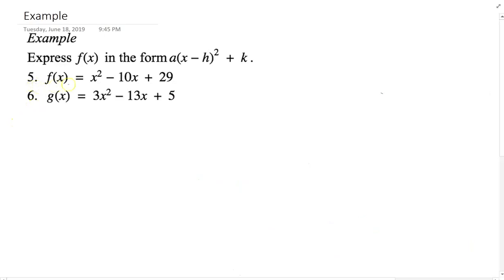If we have f of x is equal to x squared minus 10x plus 29, so we have the minus 10x, that'd be x squared minus 10x plus 29, right? This is our a, b, and c. So a will be equal to 1, b equals negative 10, and c is equal to 29.